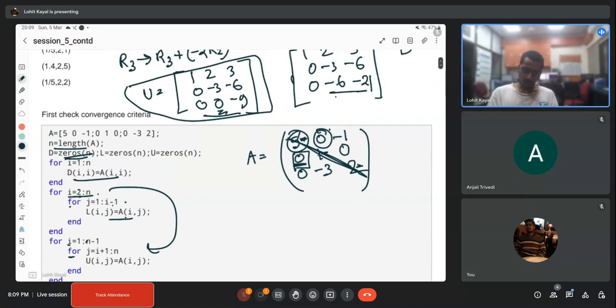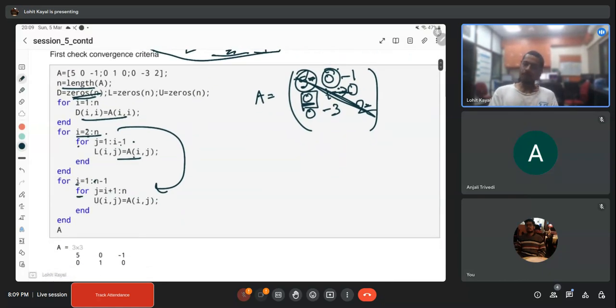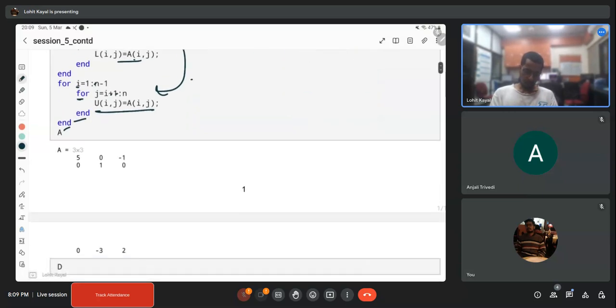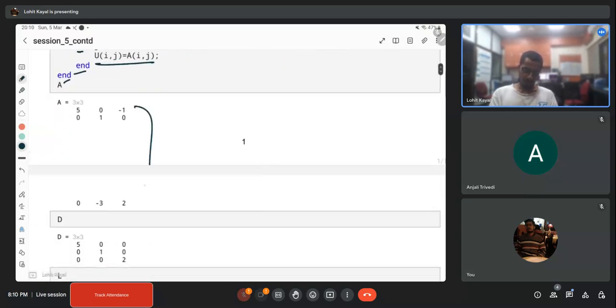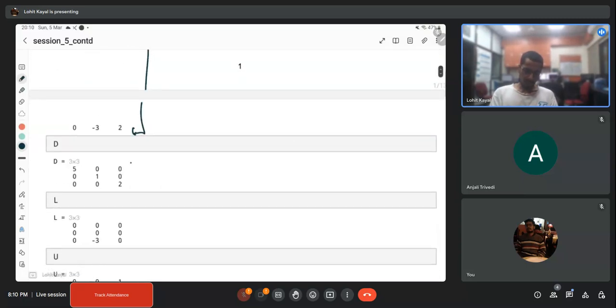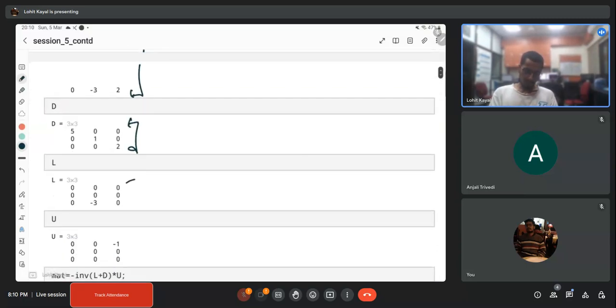After that ith element, all those elements will go to U. So that's why it will go from i plus 1 to n, and U_ij will be equal to A_ij. And end. Yeah. So here I have written A, D, L, and U. So this is my A. This is D. You can find that this is L.